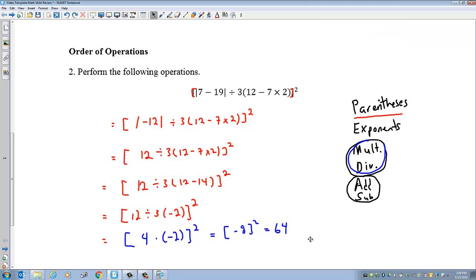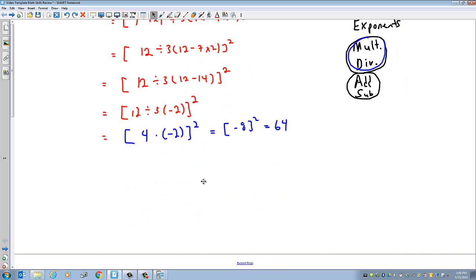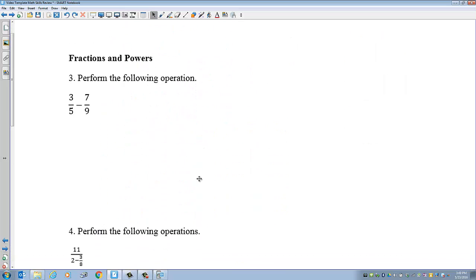So you can use your calculator to check your work. But it's really important you understand order of operations, because we will be putting sort of complex expressions into our calculator, and if you don't, you're going to have a hard time with those types of problems. Okay, so the next problem involves fractions and power.